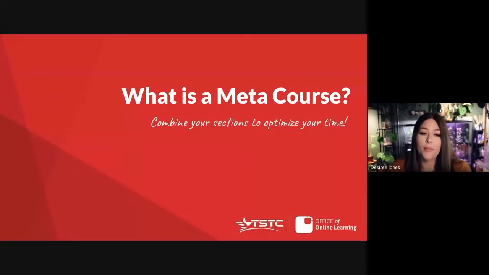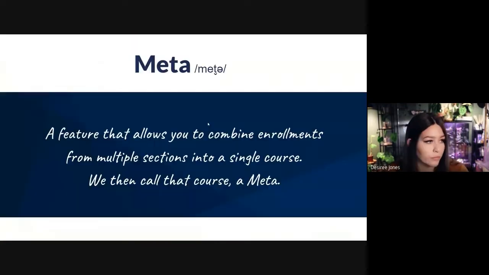So some of you may know what a meta course is already, but for those of you who don't, let's take a quick look. So in short, a meta is a feature that allows you to combine enrollments from multiple sections into a single course. That single course then becomes the parent course to all the other sections. So you might hear it called a meta course or a main course also. If this is the first time you're hearing this concept, it may be a bit confusing. So let's take a look at a visual of this process happening.